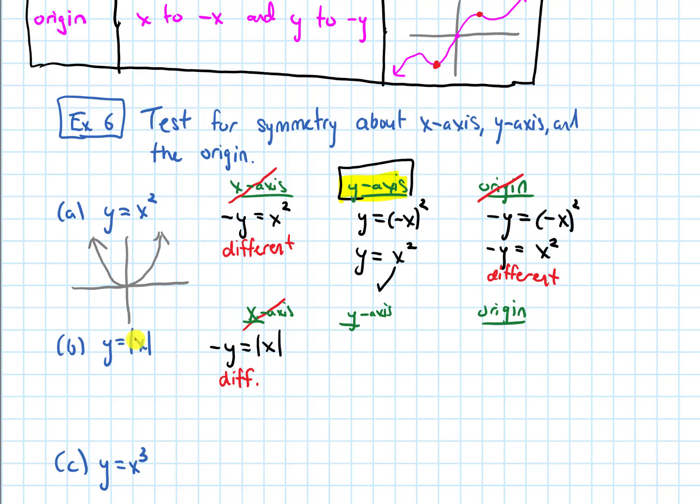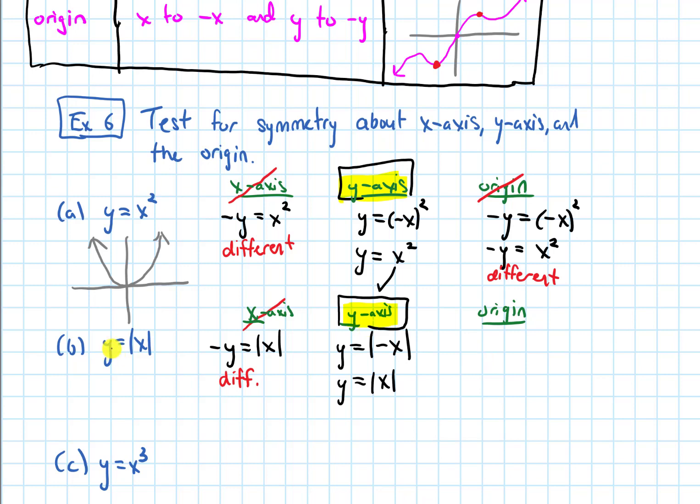For the y-axis, I change the x to a negative x. That gives me y equals absolute value of negative x. But when I take the absolute value of negative x, that's the same thing as just y equals absolute value of x. Because when I take the absolute value of the negative, that goes away. It becomes positive. So I just get y equals absolute value of x. And that's the same as what I started with. So this is symmetric about the y-axis.